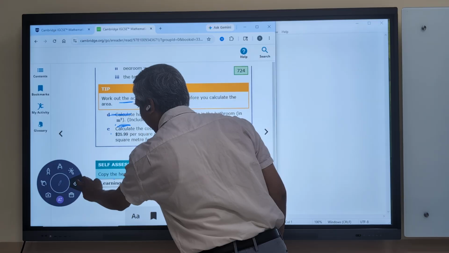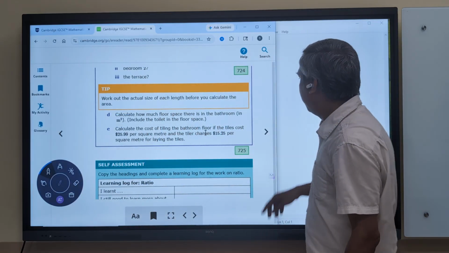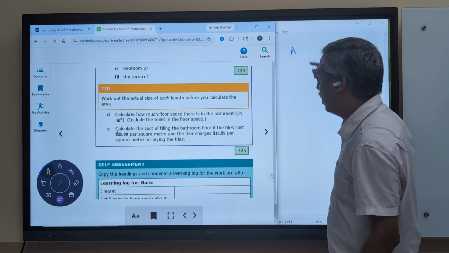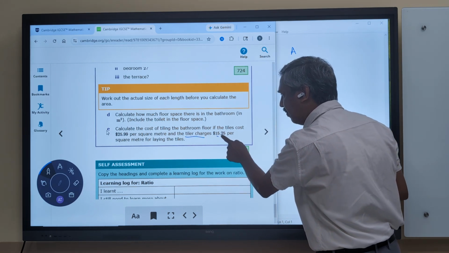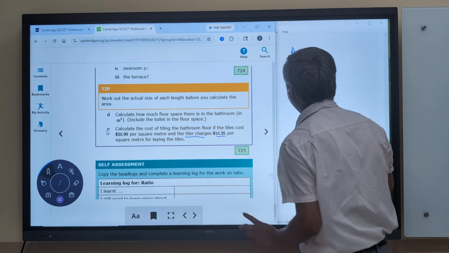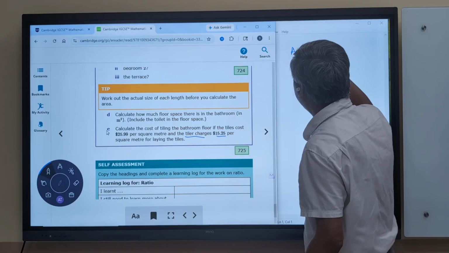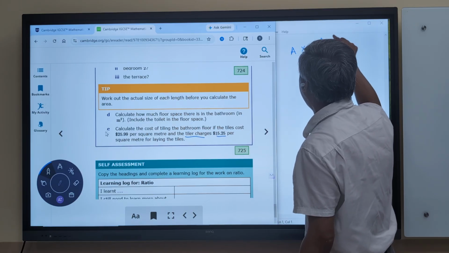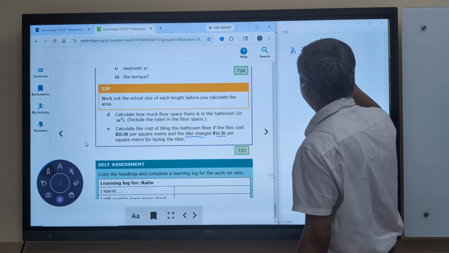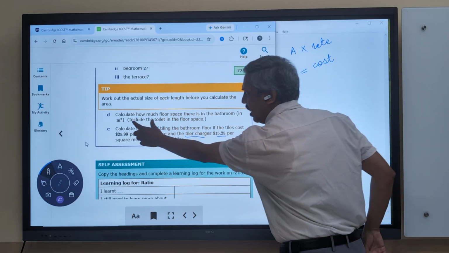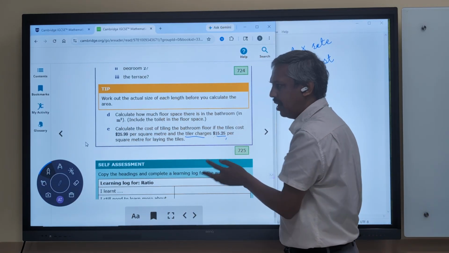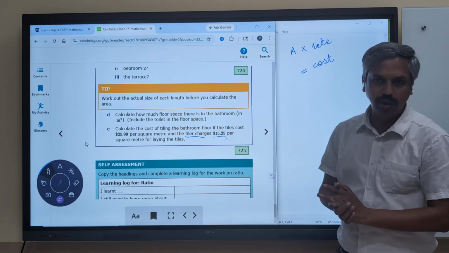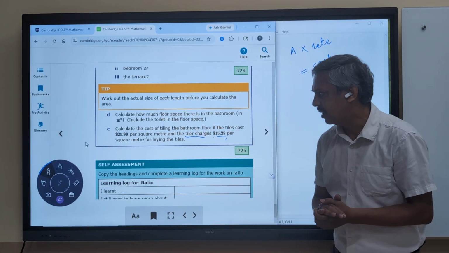Calculate the cost of tiling. So if you know the area is A, the tiler charges 15.25 per square meter. So whatever area you calculated here, multiply that with the rate of tiling, 15.25, and you get the cost of tiling in dollars. That's how.